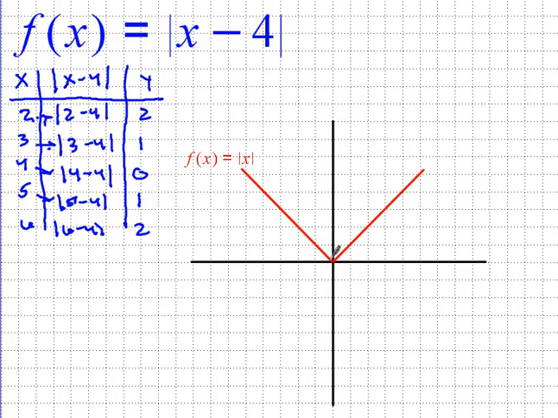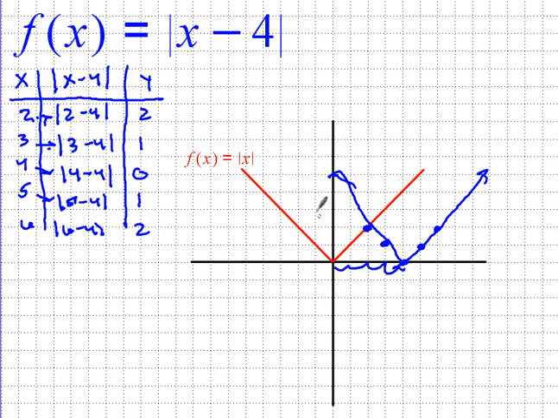So I have 2, 2. 1, 2 over 2. I then have 3, 1. That's right here. 4, 0. And then I have 5, 1, 6, 2. So I have the V still, but now it looks like what happened is I shifted my parent function to the right by 1, 2, 3, 4. So it shifted 4 to the right.